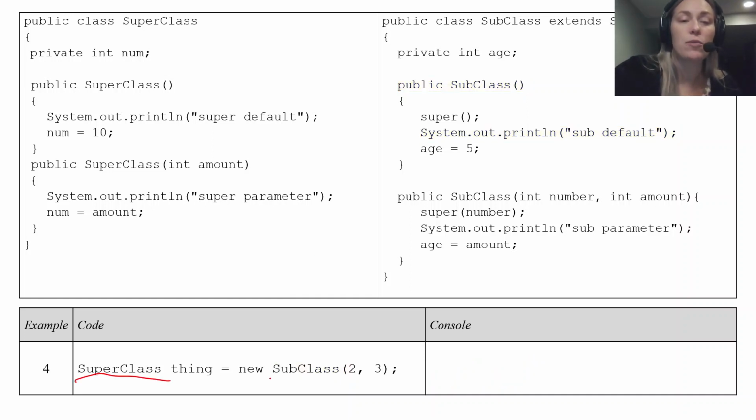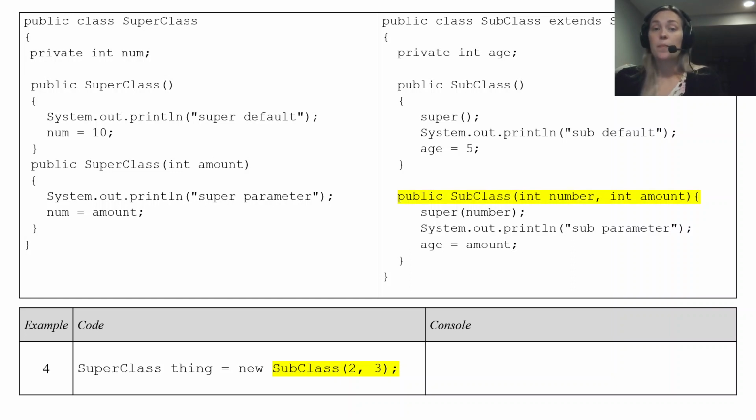Superclass thing equals new subclass 2, 3. So again, it's legal. I have my parent class here, and I got my child class over here. That's good. Legal, totally fine. The parameter constructor in my subclass is what gets executed. So 2 is number, 3 is amount. I pass 2 to my super.